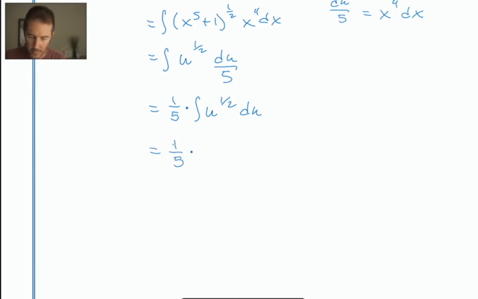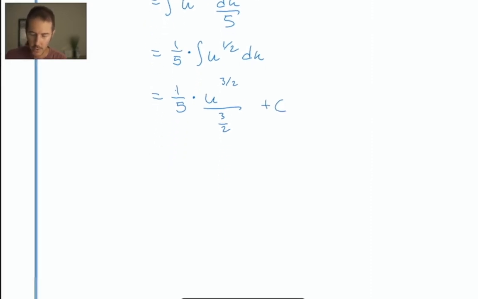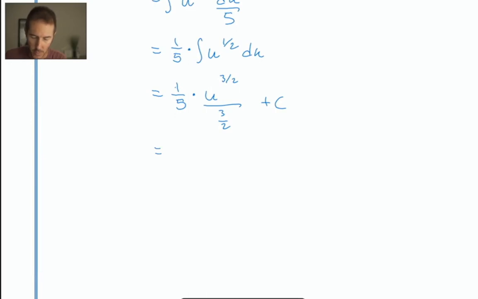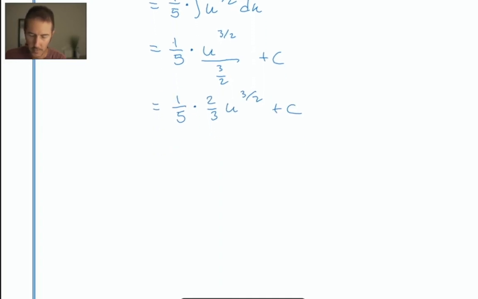Okay, there's the multiple of 1/5. Okay, now let's keep the variable, increase the exponent by 1, making it a 3/2, divide by the new exponent, which is 3/2, and include the plus c. Then let's clean this up, changing division by a fraction into multiplication by the reciprocal. So that's 1/5 times 2/3 times u to the 3/2 plus c. You can clean up your coefficients and make the substitution all at the same time if you want to. That's what I'm going to do this time.